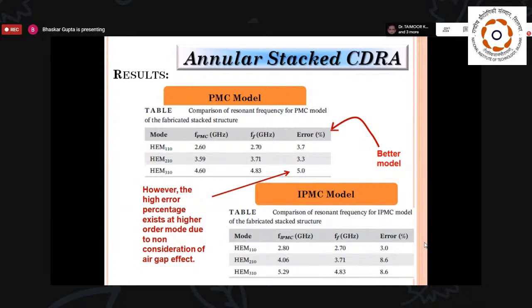Gradually, with PMC model, the error is increasing up to 5%. So let's try the IPMC model. Unfortunately, the error came to be even larger. For HEM310 mode, same mode, with IPMC approximation, the error came to as much as 8.6%. So we were sure that it's better to use the PMC model.